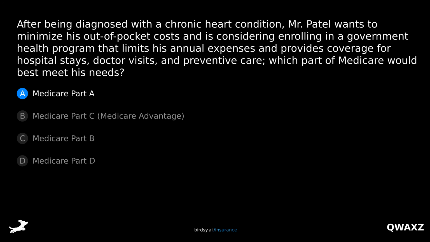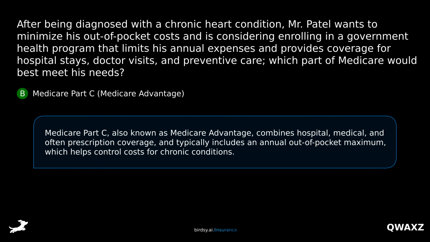Is it A. Medicare Part A, B. Medicare Part C, Medicare Advantage, C. Medicare Part B, or D. Medicare Part D? The correct answer is B. Medicare Part C, Medicare Advantage. Medicare Part C, also known as Medicare Advantage, combines hospital, medical, and often prescription coverage, and typically includes an annual out-of-pocket maximum, which helps control costs for chronic conditions.